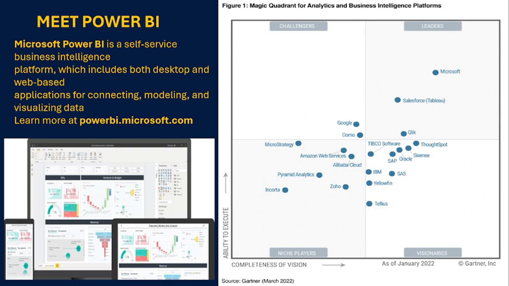As you go to the right-hand side, it shows how much completeness of vision there is. On the vertical, you could see the ability to execute. You could see that Microsoft is coming out on top in this graph. It has good completeness of vision and ability to execute. That's why Power BI is considered one of the most powerful software ever used for data analytics.